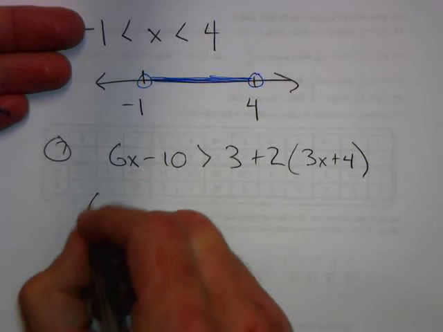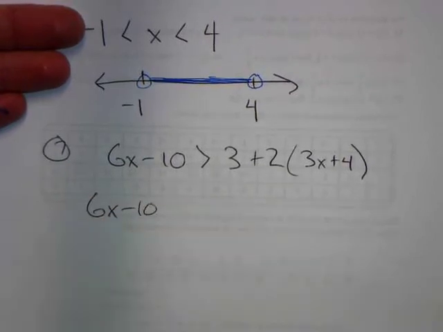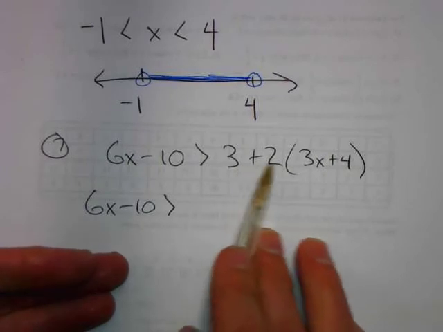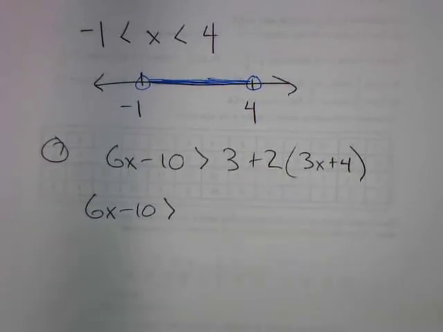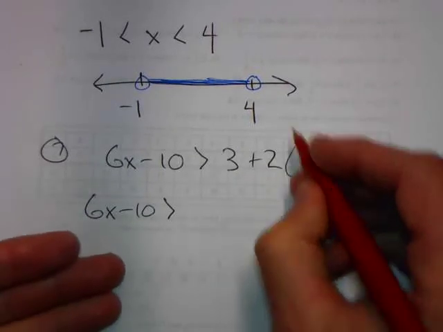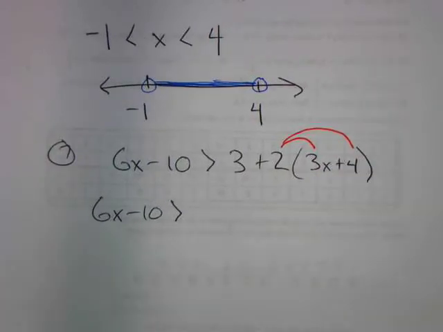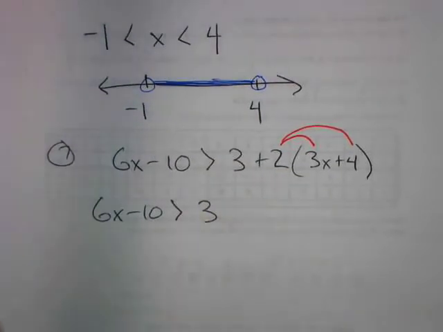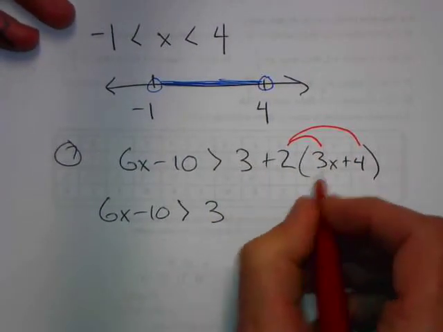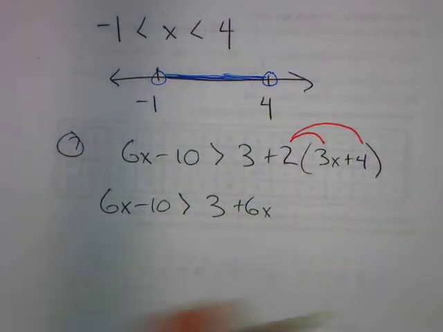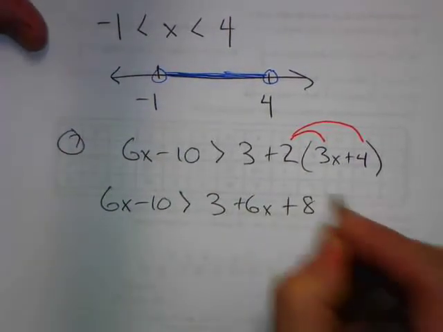On the left-hand side, there's nothing to simplify, so it stays the same. On the right-hand side, remember, if you call that 5, that's a big, big mistake. That's a boo-boo. We have to multiply the 2 before we add it to the 3. So make sure you avoid that mistake. The 3 stays put, and now we're going to have plus 2 times 3x is plus 6x, and then plus 2 times 4, which is plus 8.